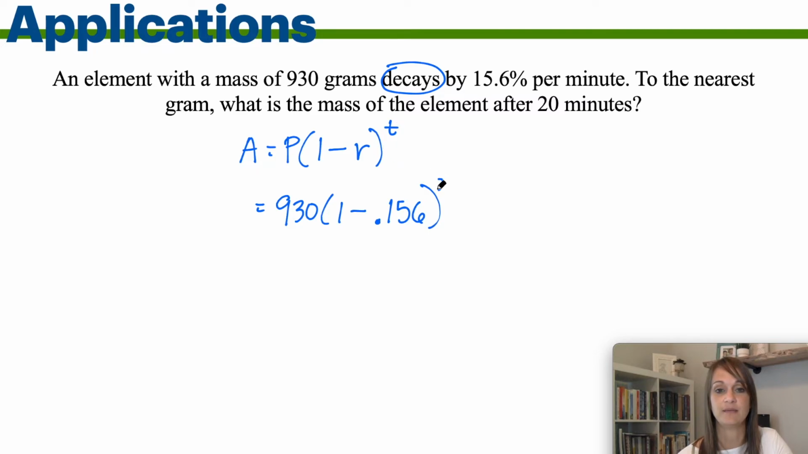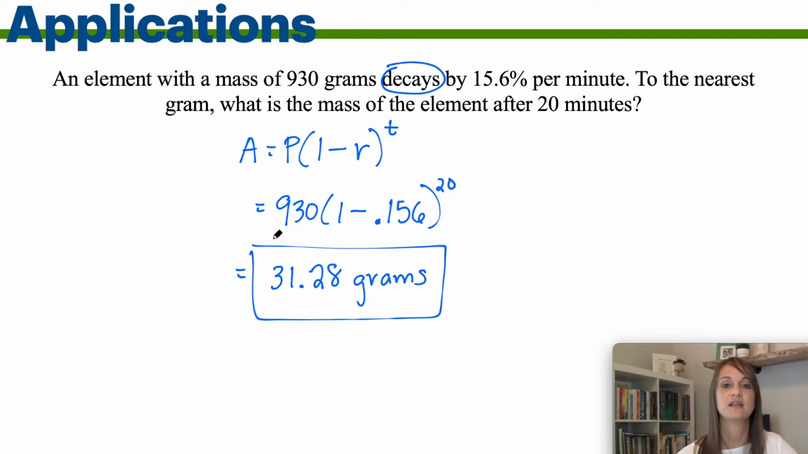The amount of time that has elapsed is 20 minutes. If you put this entire thing in the calculator, you will get 31.28 grams left after 20 minutes.